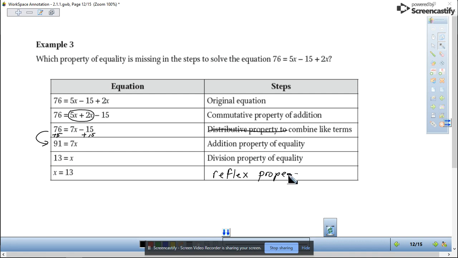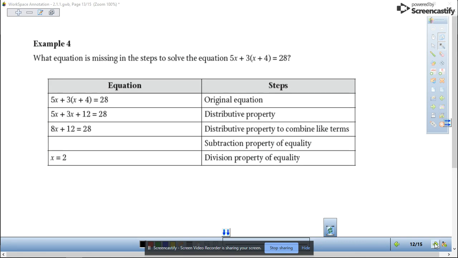Okay, basically the reflexive property just says if A equals B, then B equals A. Right? That's just letting you know you can swap the left and right side. Okay, there we go. One more example.